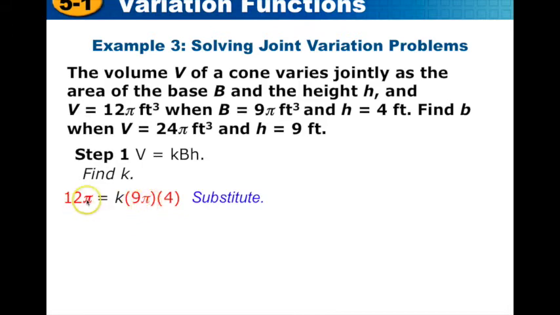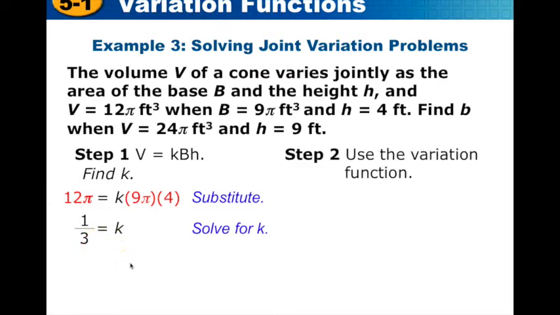When we solve this, the pi's on both sides cancel. Then we have 9 times 4, 36. 12 divided by 36 reduces to 1/3, so k is 1/3. Now we can write the equation using the variation function. We plug in 1/3 for k. So our equation is volume equals 1/3 base times height, which, since we were talking about cones, you guys might remember and already know.